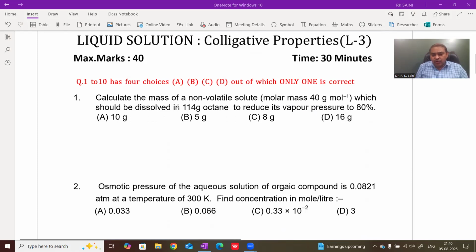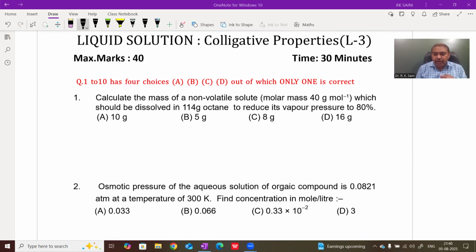Calculate mass of non-volatile solute. First of all, we read the question carefully, then write given information and then solve the problem. Calculate mass of non-volatile solute, molar mass 40 gram per mole, which dissolves in 114 gram of octane to reduce vapor pressure by 80%. To solve this problem, we use relative lowering of vapor pressure.